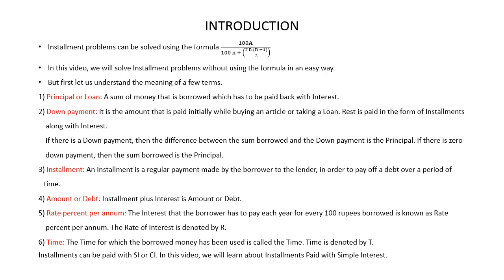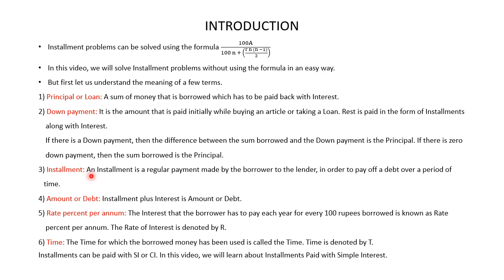If there is a down payment, then the difference between the sum borrowed and the down payment is the principal. That is, you have to subtract the down payment from the sum borrowed and the remaining money is the principal. If there is a zero down payment, then the sum borrowed itself is the principal.